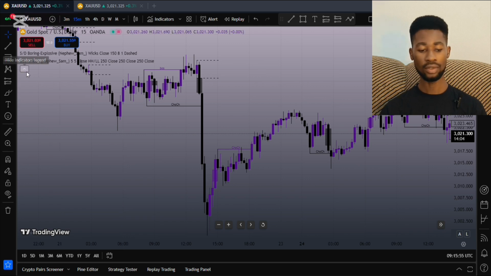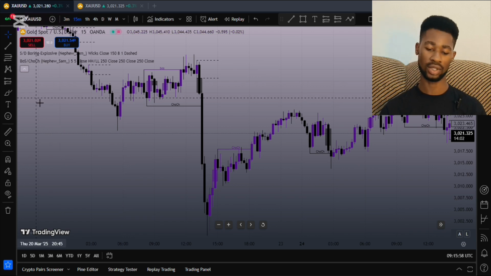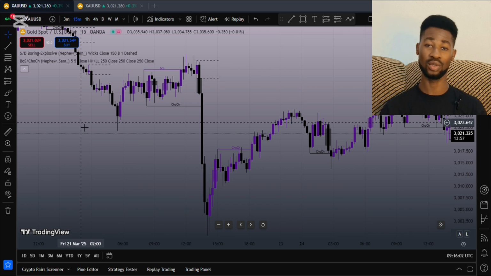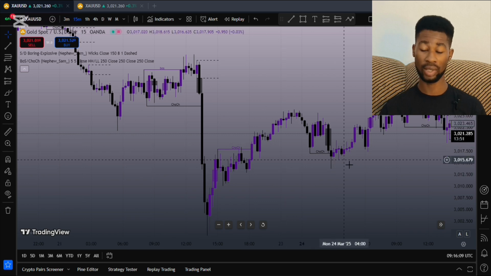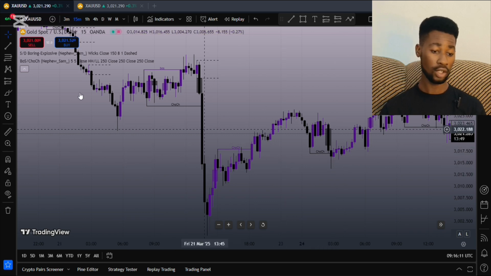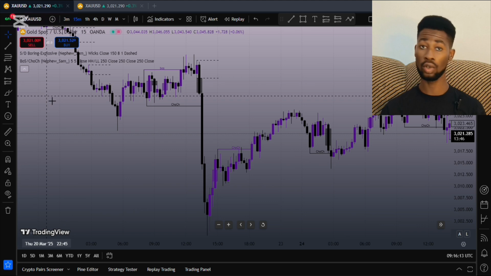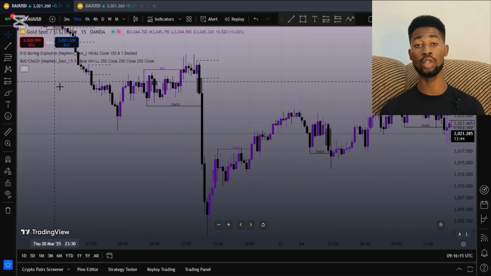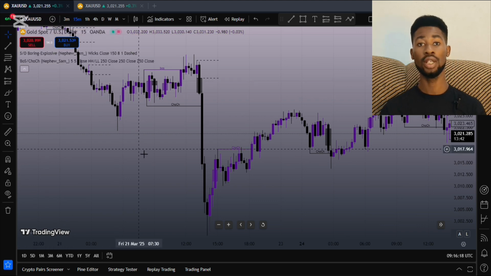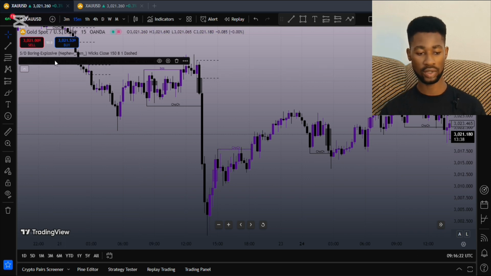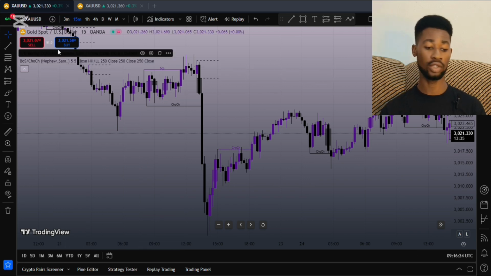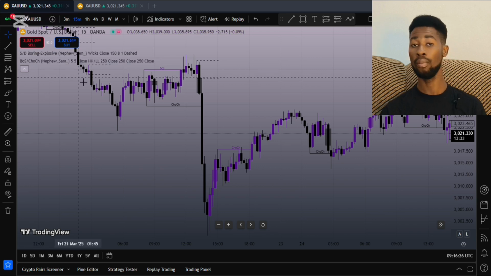Now I use 2 indicators in my chart because I don't like having so many indicators that just don't make any sense. You see some people with moving average, RSI, this, that, and then it's just clouding their whole chart. You can't actually see price action with your naked eyes. So the 2 indicators I use, don't worry, even if you don't see them in this video, I'm going to drop them in the description below. The description of this video will include the indicators I use, which is SD Boring Explosive for marking out supply and demand regions. Then we have the BOS and CHoCH, both by Nephew Sam.